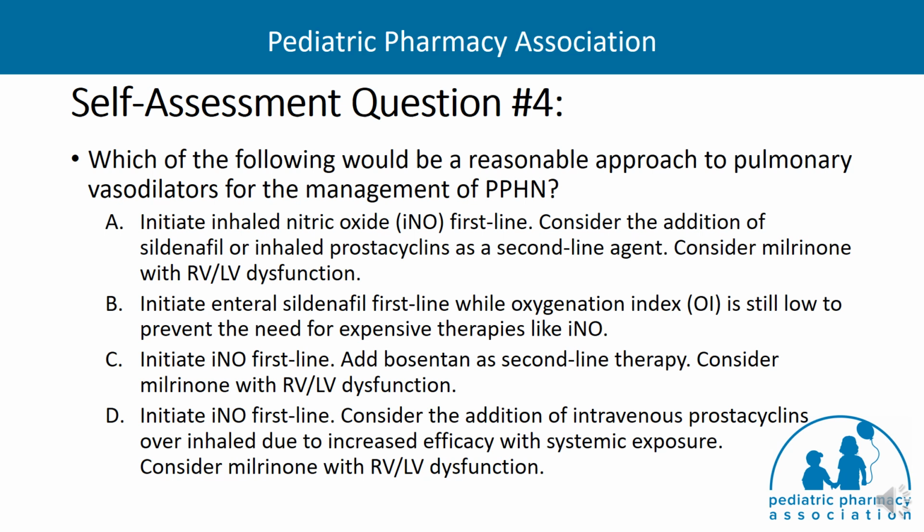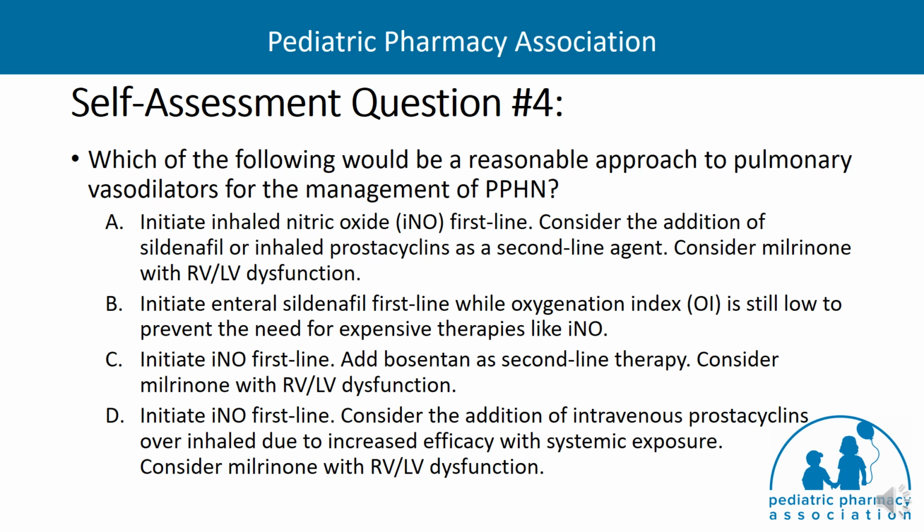Moving on to question number 4. Which of the following would be a reasonable approach to pulmonary vasodilators for the management of PPHN? Is it A, initiate INO first line, consider the addition of sildenafil or inhaled prostacyclins as a second-line agent, and then consider milrinone with RV or LV dysfunction?